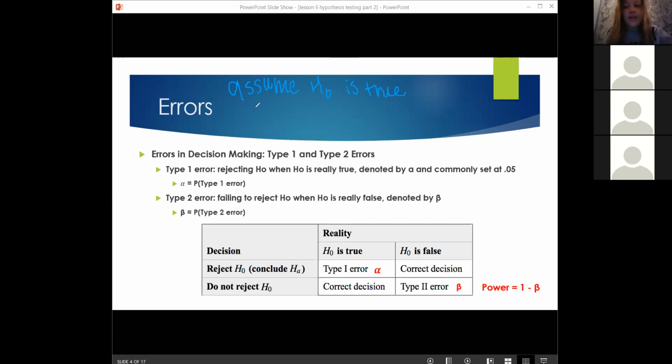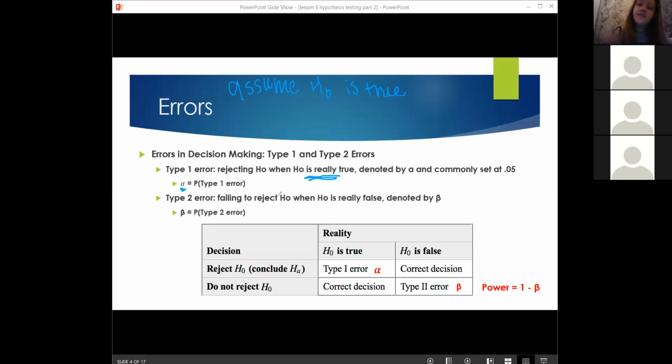We often set our alpha level, remember that was our significance level, at 0.05, so 5%. Our alpha level, which is also our significance level, is our probability of making a type 1 error. So remember, we assume the null is true, so a type 1 error is rejecting our null when the null is actually true. That would be saying that there's a change when actually there is no change.